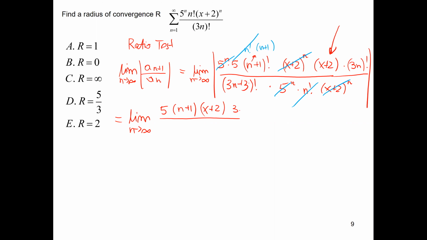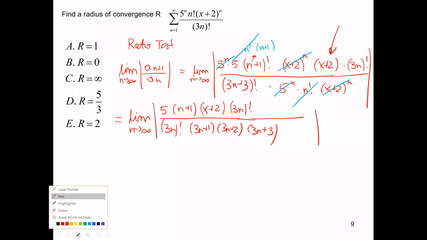Okay, and 3n factorial. I still have to get rid of this. Now, 3n plus 3 factorial, I can rewrite as 3n factorial, and then 3n plus 1, 3n plus 2, up to 3n plus 3. And nothing else. Great. I can simplify my factorials.